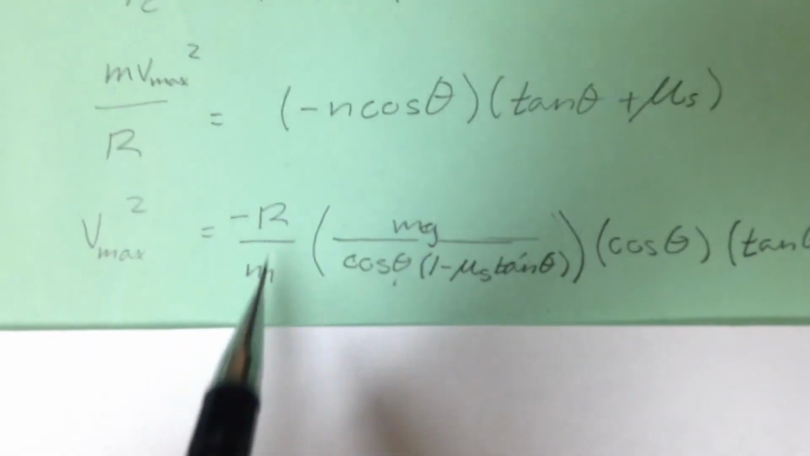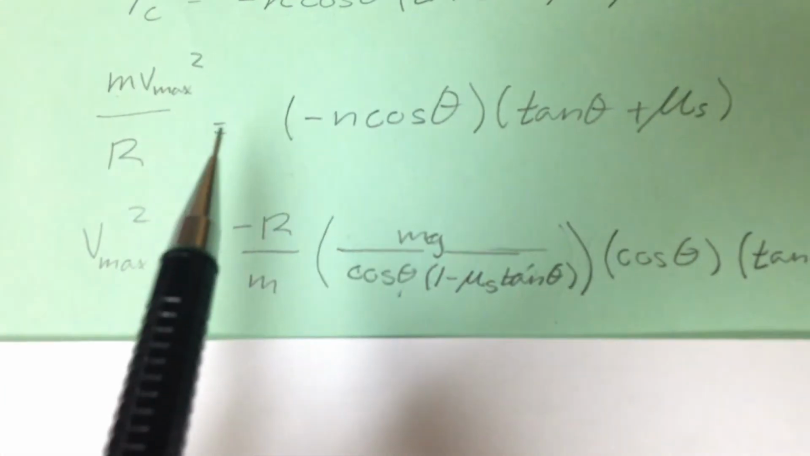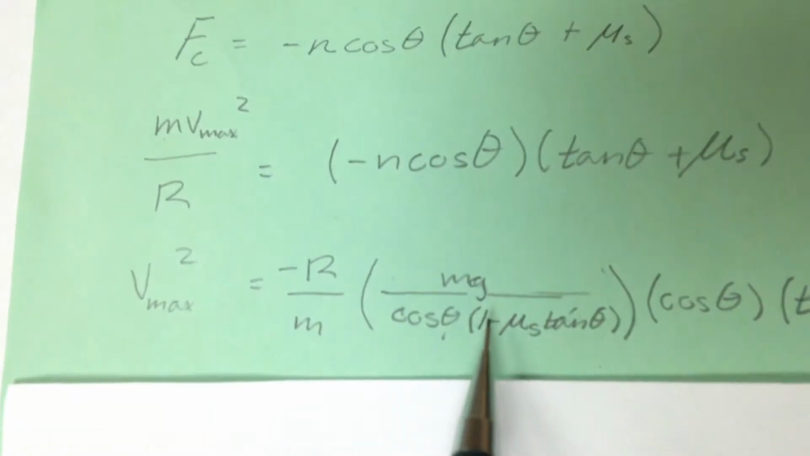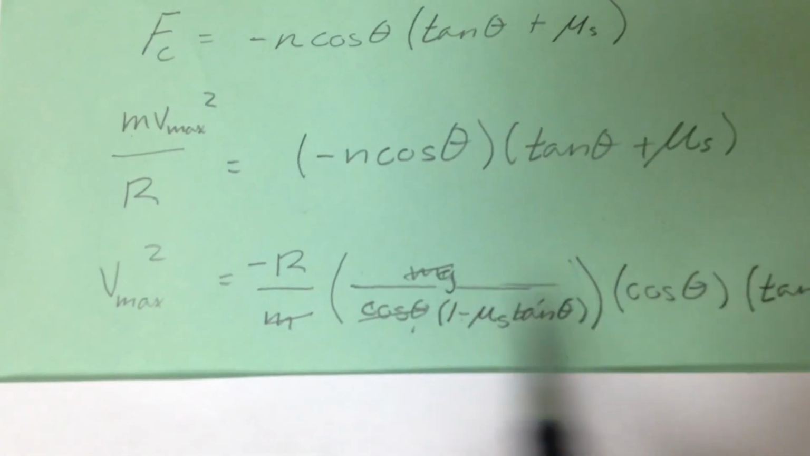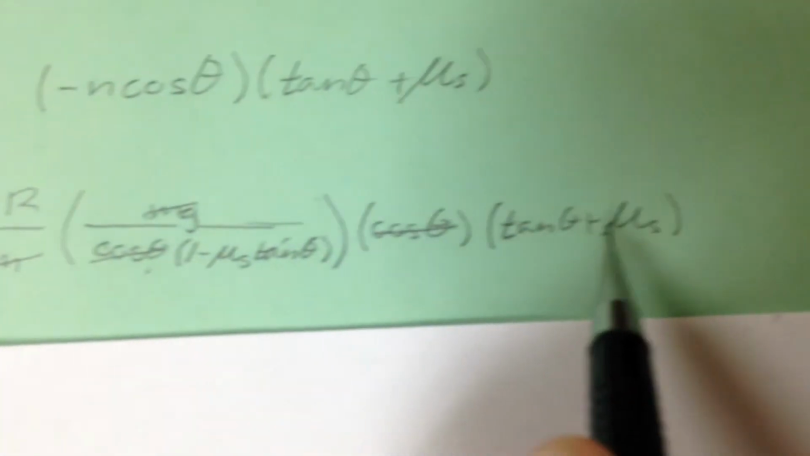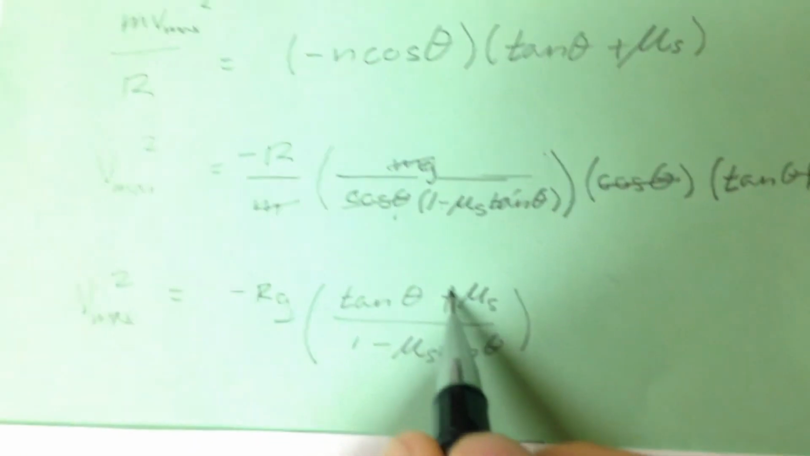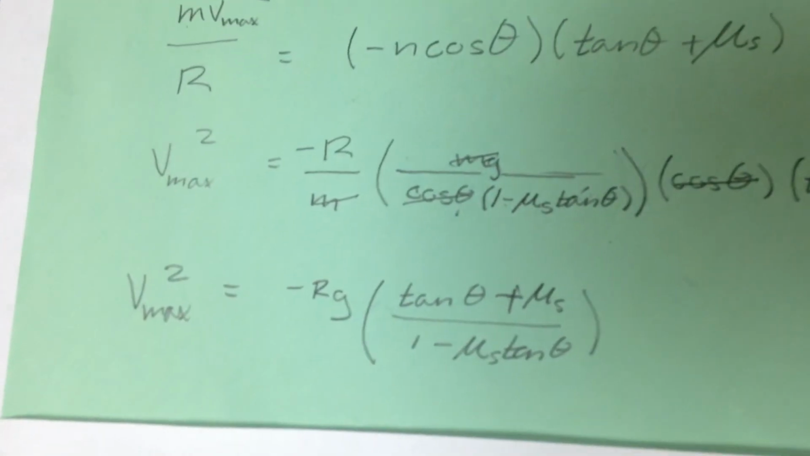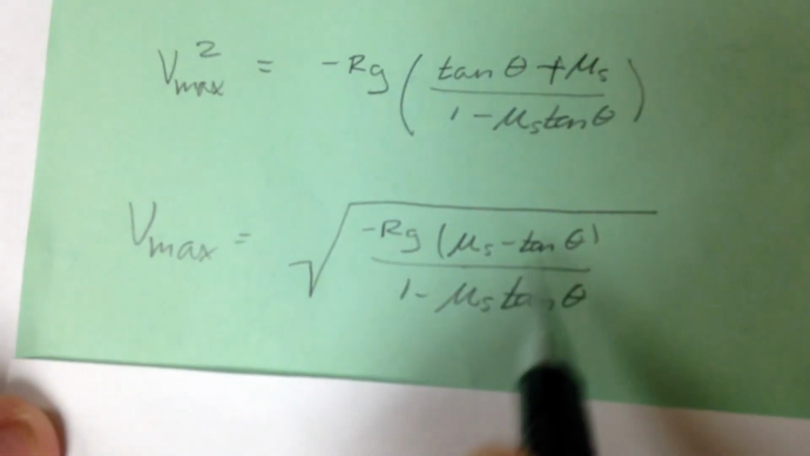Multiply both sides by r over m. At this point, we can cancel things out, and we substitute N into this part for N. That should be a positive, my mistake. Therefore, the square of the maximum velocity is given by this. Take the square root, and we get this equation.